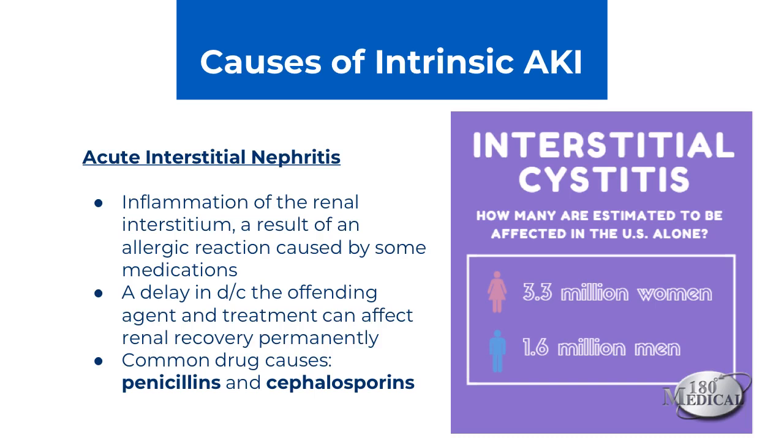Another type of intrinsic AKI is acute interstitial nephritis. This is a renal lesion that typically causes a decline in renal function. It's characterized by an inflammatory infiltrate in the kidney interstitium. The most common cause of acute interstitial nephritis is drug-induced injury. However, it can be caused in some cases by autoimmune disorders like lupus, Sjogren's syndrome, or sarcoidosis. The most common drug causes are penicillin and cephalosporins, both beta-lactam antibiotics.